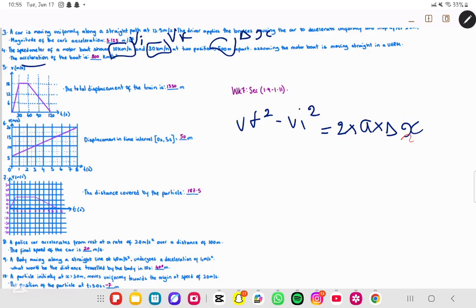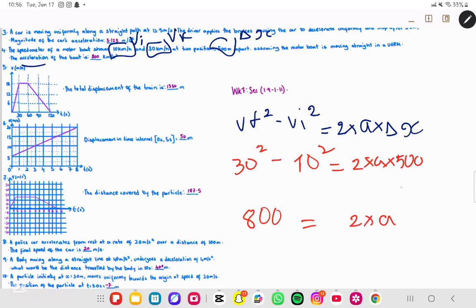So we have the displacement, which is 500, times acceleration times 2 is equal to V final squared, which is 30 squared, minus V initial squared, which is 10 squared. So we will put it on the calculator. 30 squared minus 10 squared, that's 800, okay? So 800 is equal to 2 times acceleration times 500.